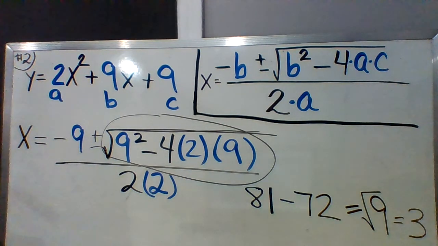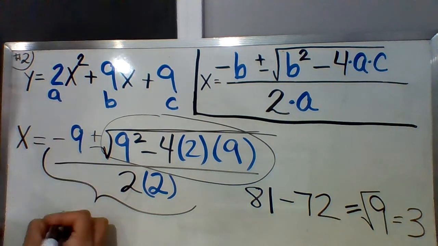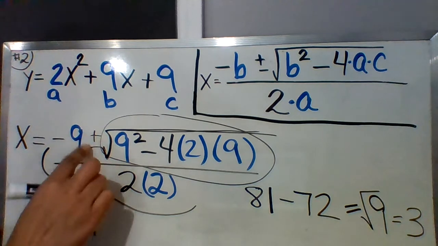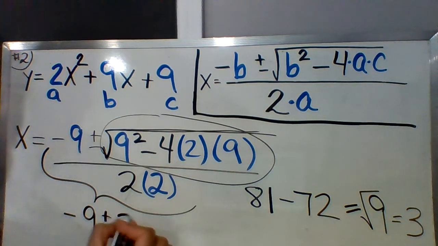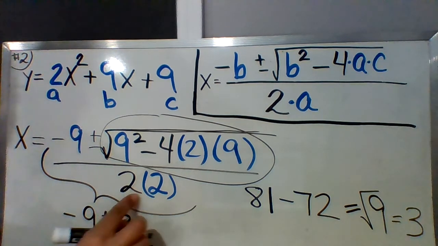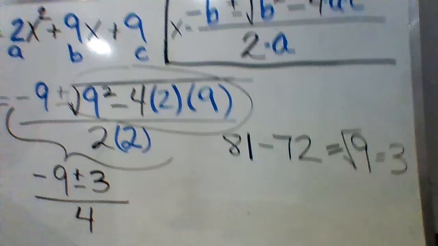So I'm going to rewrite it and put the 3 in there. So it's going to look like this. Negative 9 plus or minus, all of this equaled 3, over 2 times 2 gives us 4. Okay, we're ready to show our two answers.